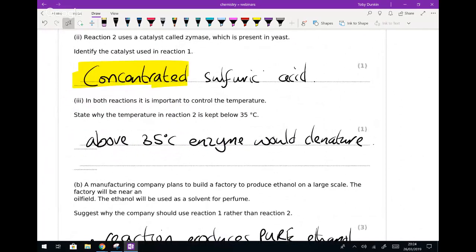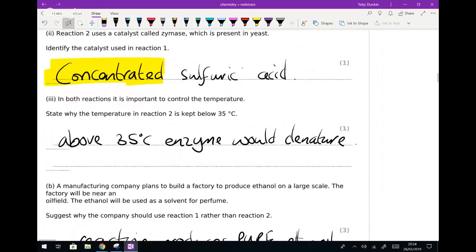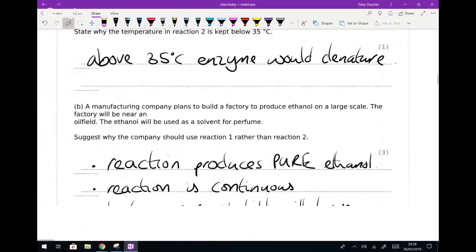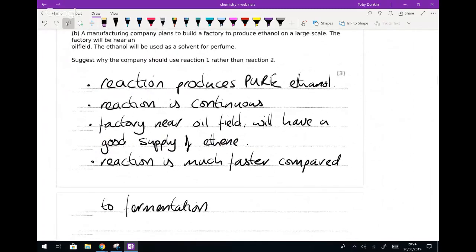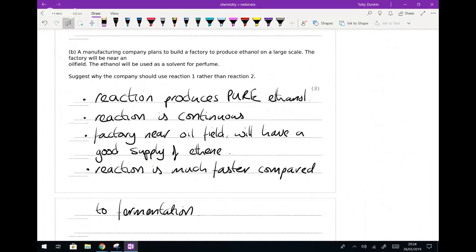In both reactions, it's important to control temperature. State why it needs to be kept below 35. It will denature the enzymes. We had that earlier in the lesson. Right, a manufacturing company plans to build a factory to produce ethanol on a large scale. The factory will be near an oil field. Oh, well, blimey, guys, they're smacking you in the face with that one. Suggest why the company should use reaction 1 rather than reaction 2.